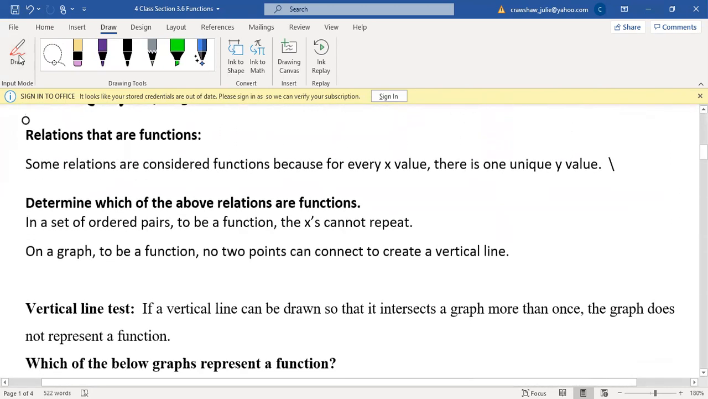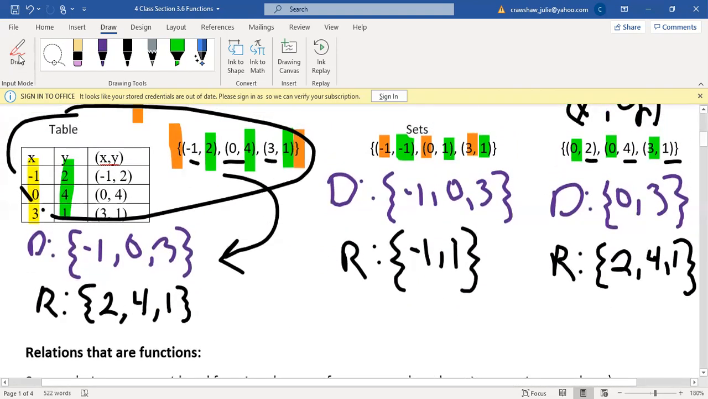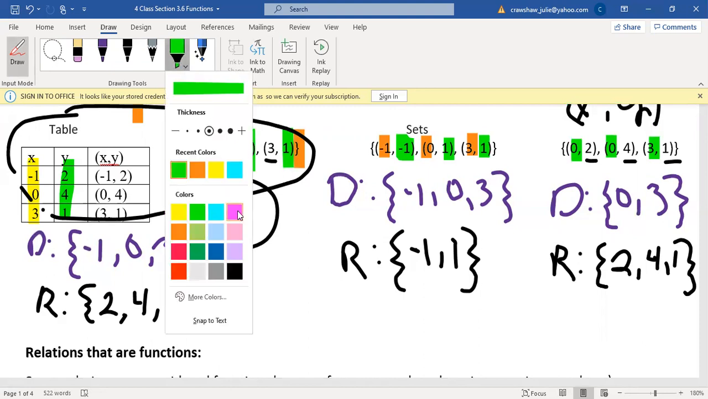Now, some relations are functions, just like some equations are functions. The way I can determine if a relation is also a function, the x's can't repeat. So let's go back to what we did earlier. I have 4 different relations, and I want to see which ones are functions and which ones are not. Well, I know that the x's cannot repeat. And the only one that had x's that repeated was this last one.